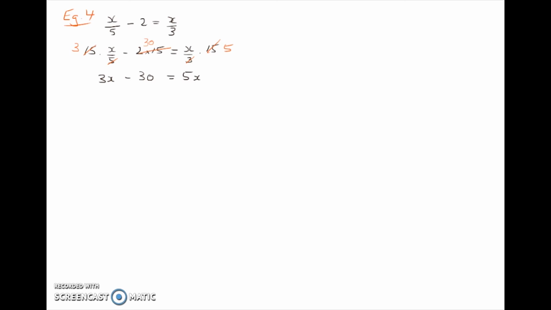We're going to collect all of our variable terms onto the one side and our constant terms to the right. I'm going to keep my x positive, so I'm going to subtract 3x from both sides, leaving me with negative 30 on the left still and 2x on the right. Then just swap them over. So I've got 2x equals negative 30, and now dividing by 2, so I've got x equals negative 15, and that's my solution.